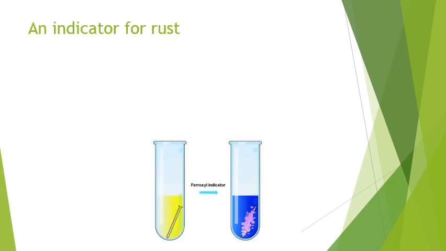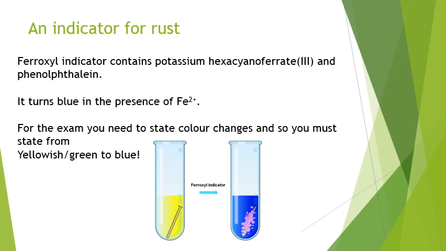Now, what will this have to do with an indicator for rust? Well, the indicator for rust is a ferroxyl indicator. Now, it does contain potassium hexacyanoferrate(III) and phenolphthalein, but you do not, for the National 5 chemistry exam, need to remember that fact. You just need to know that ferroxyl indicator turns blue in the presence of Fe2+. For the exam, you need to state the colour change. So you must state that it changes from a yellowish green colour to a blue colour. Now, you may have noticed the pink in this diagram.